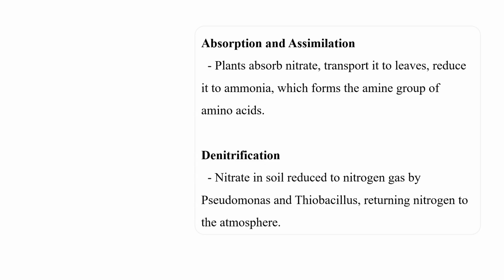After that, absorption and assimilation. So plants actually absorb nitrate, NO3, and transport it to the leaves, and reduce it into ammonia, which forms the amino group of amino acids. So plants absorb nitrogen as nitrate, NO3, transport it to the leaves, which reduce it to ammonia, and further it forms the amino group of amino acids.